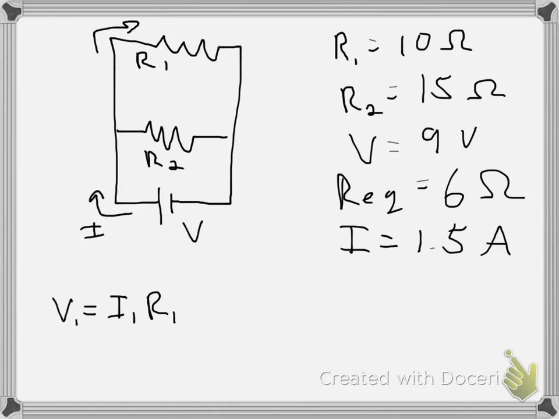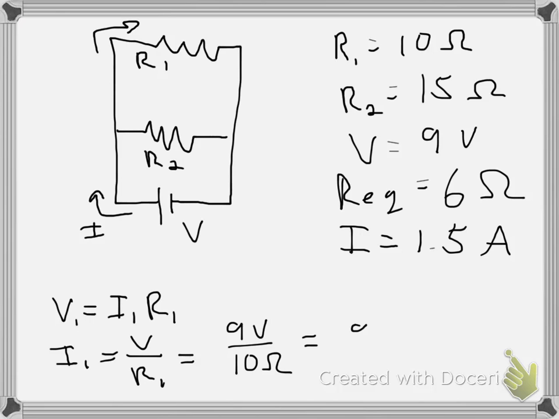So I'm going to rearrange again. I'm looking for a current. I1 equals V. I'm not going to subscript it this time because I know that it's just this V right there, over R1, which I get 9 volts over 10 ohms. And I come up with 9/10 of an amp.